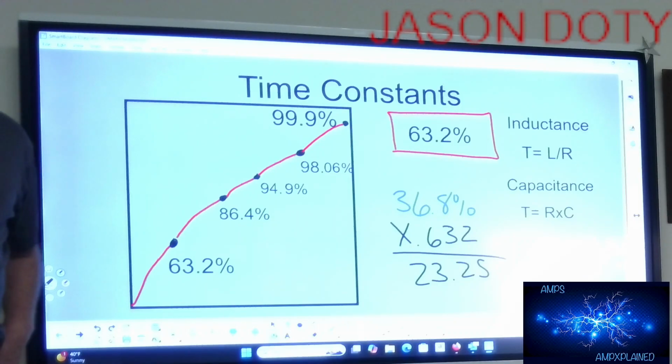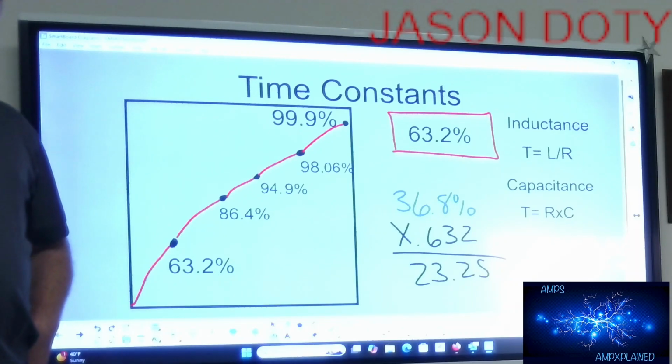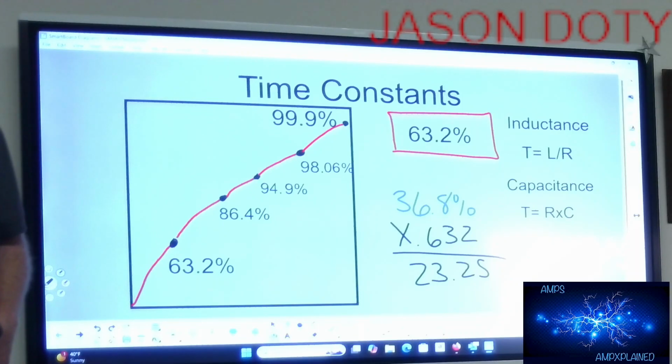Got a topic here today that we're going to talk about, which has to do with inductors and capacitors in our AC circuits. And what it's going to do for us is help break down the time it takes to fully charge a capacitor, your cell phone battery, your electric vehicle, your laptop.